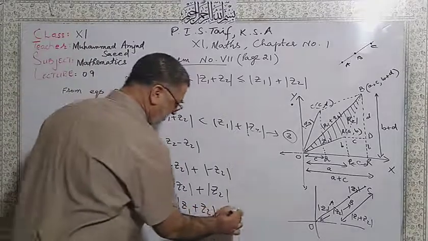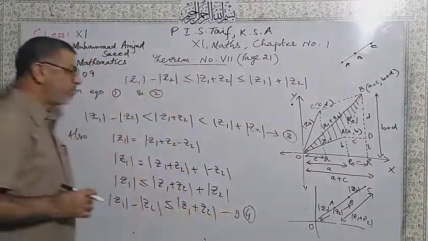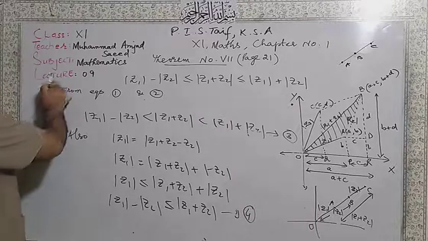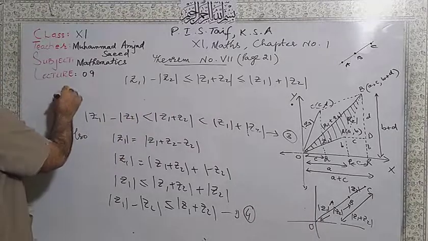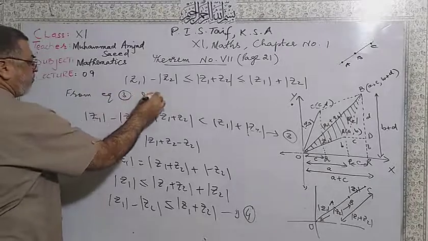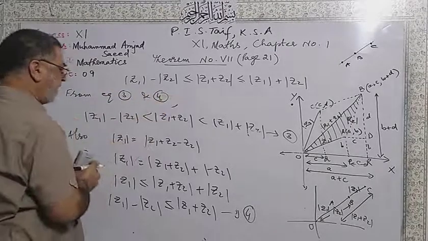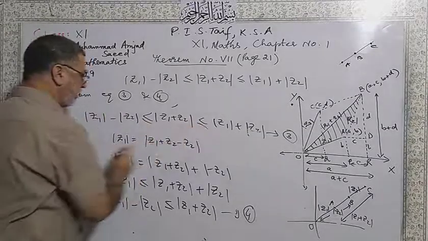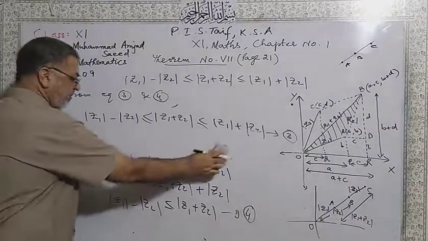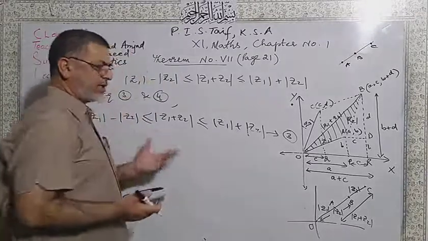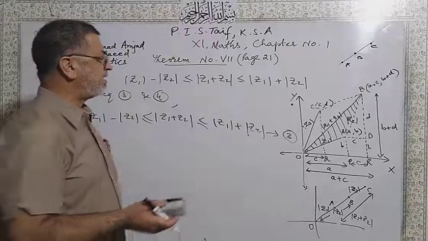This is number 4. From equations 3 and 4, we combine the result. Combining the result, we will have the less than or equal to sign here. So I hope that you understood this step. I brought the equality sign and the less than sign also.